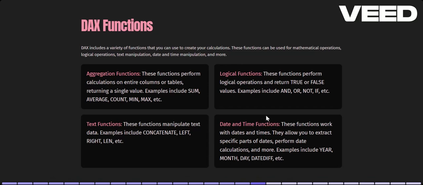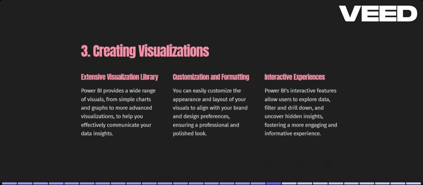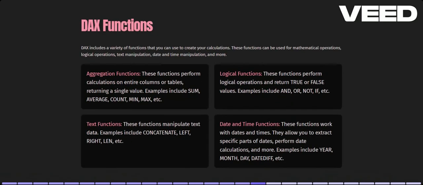Logical functions perform logical operations which return true or false, basic things which we know, for example AND, OR, NOT, IF, etc. Text functions manipulate data, for example CONCATENATE, LEFT, RIGHT, and LEN for the length of a string. Date and time functions work with dates and times. They allow you to extract specific parts of dates and perform date calculations, like year from a date, month, get date, and date differences. These are the DAX functions we have.